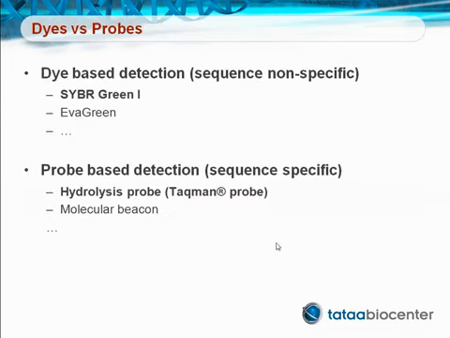An alternative reporter is the probe. Several probe chemistries are available. The most popular is the hydrolysis probe, also known by its brand name, the TaqMan probe, originally developed by Ken Livak. While the dye reporter binds to any double-stranded DNA that is formed, probes are sequence specific.